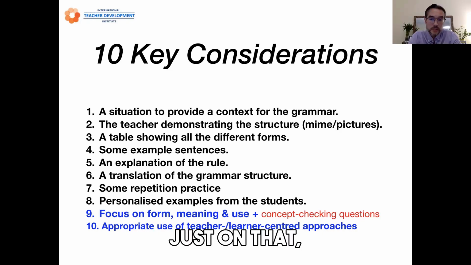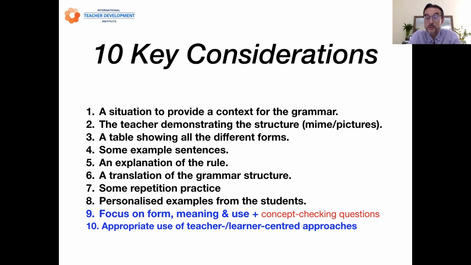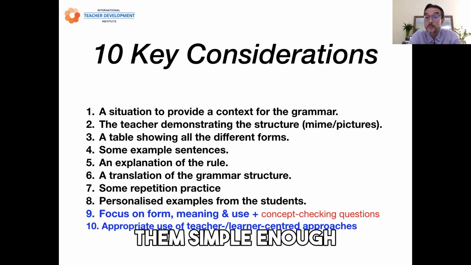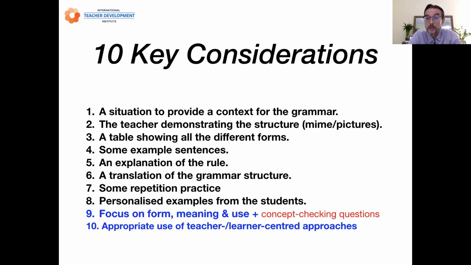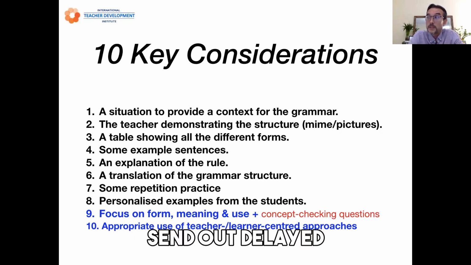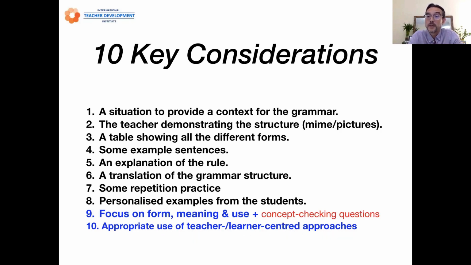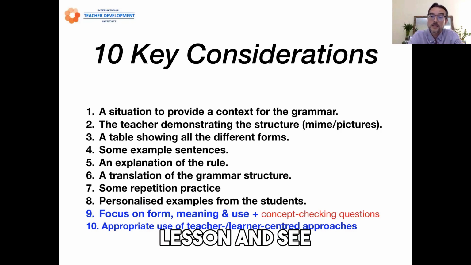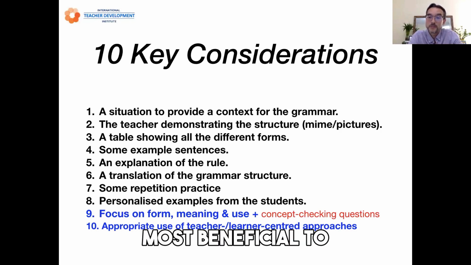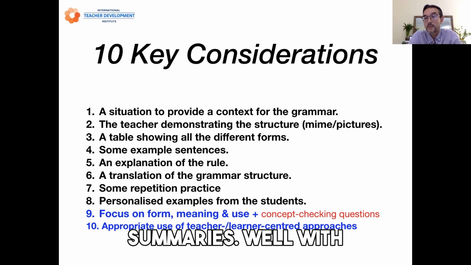Actually, just on that, concept checking questions, it's very hard sometimes to come up with good ones on the spot, because you need to make them simple enough to get the point across and the right combination. Sometimes I send out delayed homework with my classes. They all know, I have a class and they always get their homework the day after. And that gives me time to review my lesson and see what type of homework would be most beneficial to them. So I can then put things like the concept checks into the homework and in summaries.